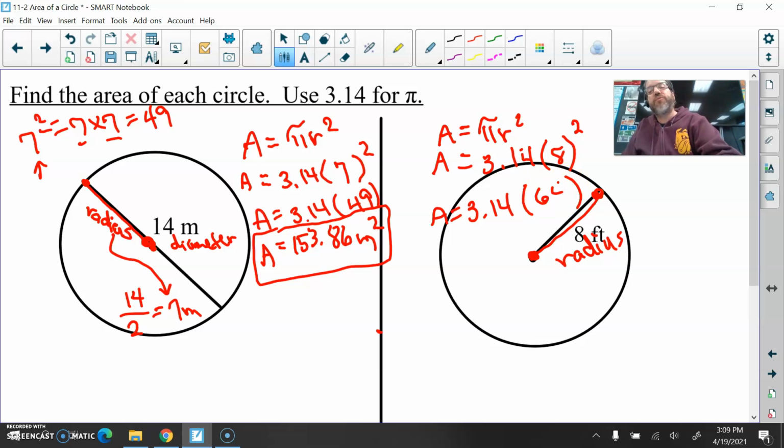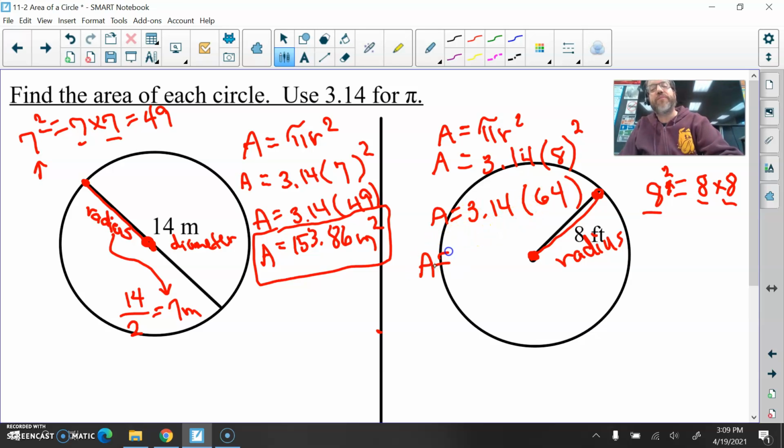Well, it's 64. Remember, 8 squared really means 8 times 8. We're not working with the number 2, we're working with the number 8. This exponent tells us that we have 2 of those 8s. It's appearing twice as a factor, once, twice. And 8 times 8 is 64. Okay, so we have the area is 3.14 times 64.